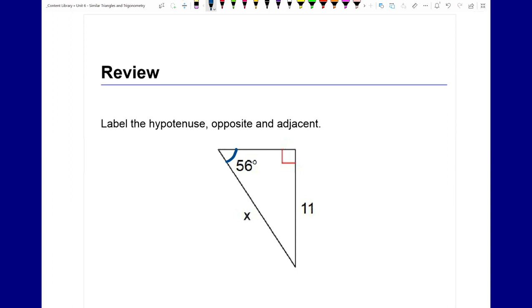I have my angles, which will help me. So across from 90 degrees is our hypotenuse. Across from our reference angle is our opposite. And then the side that's between the angle and our 90 degrees is our adjacent, or the last remaining side, or the side that's beside our reference angle.